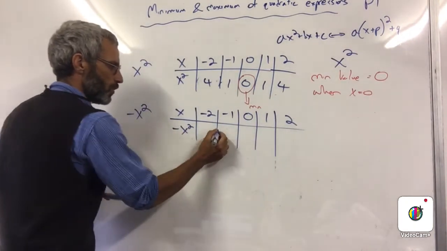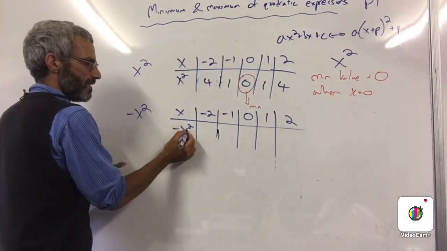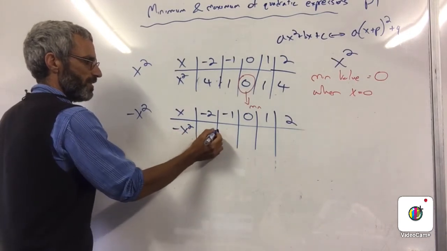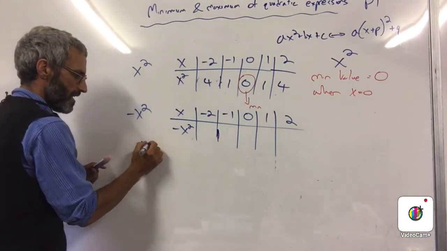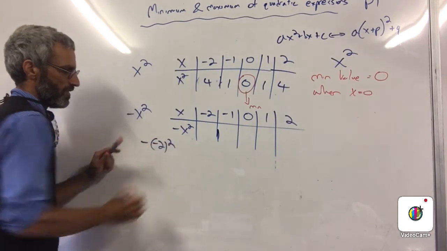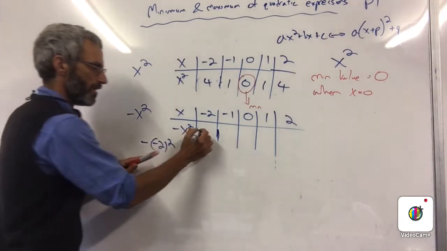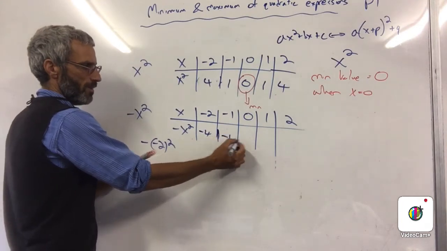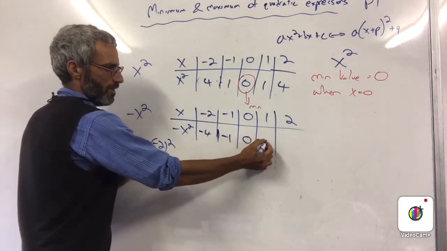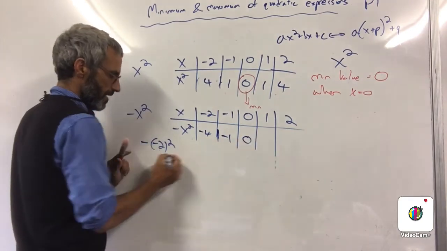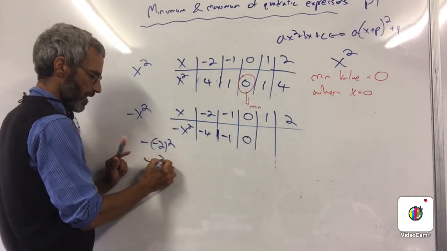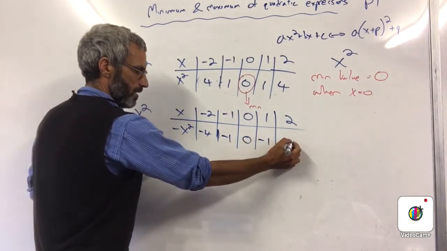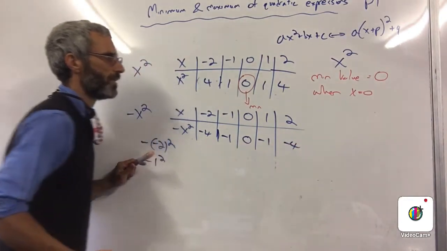So what will be -2 squared? How much is that? -4. Then -1 squared is -1. Then 0. Then 1 gives -1, and this one gives -4. Okay, all right.